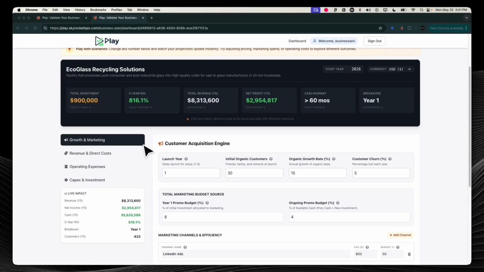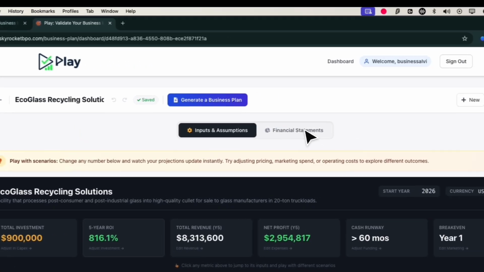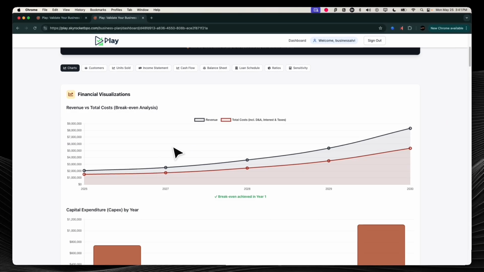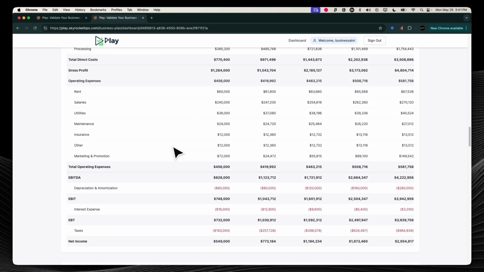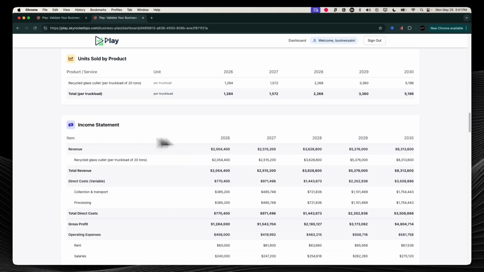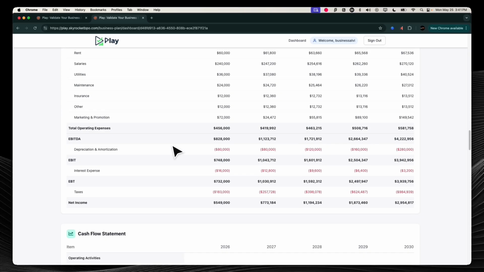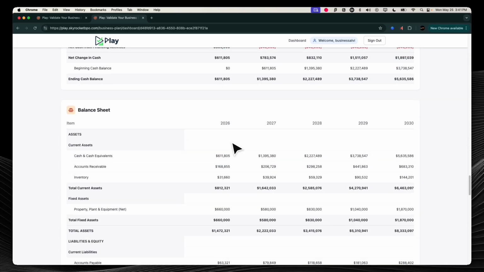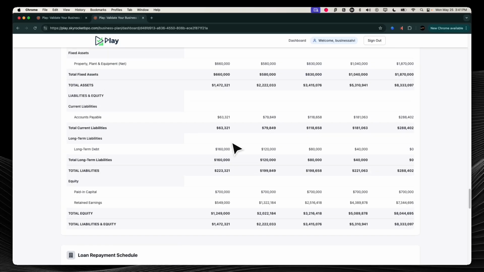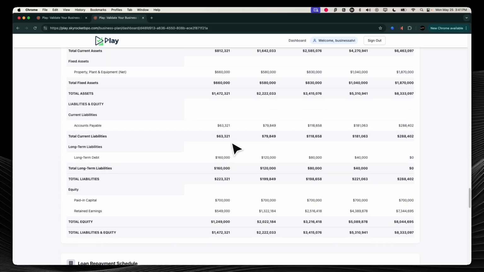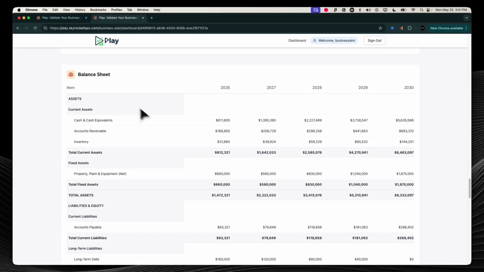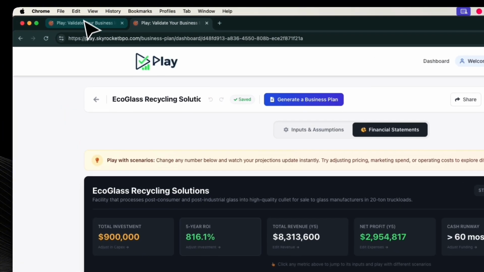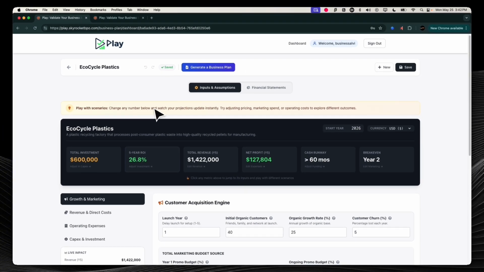Here is the glass recycling model, and let me just show you the financial statements. We have the income statement, the cash flow statement, and the balance sheet. It's all done by the AI in under 5 minutes. This is the glass recycling model, and this is the plastics recycling model.